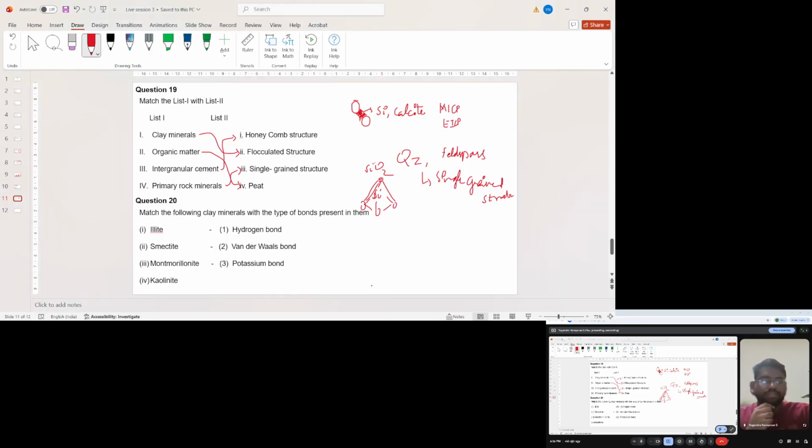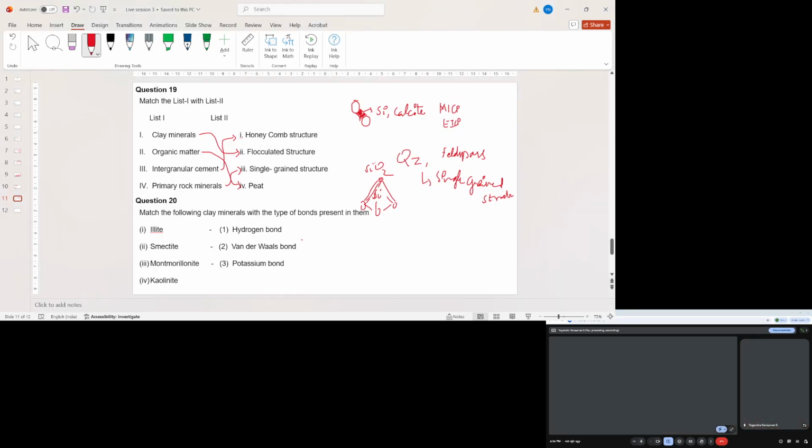Okay, coming back to this, match the following clay minerals with the type of bonds present in them. First is illite, smectite, montmorillonite, and kaolinite. There are two essential types of arrangements when it comes to clay minerals. One is the tetrahedral arrangement, tetrahedral sheets.